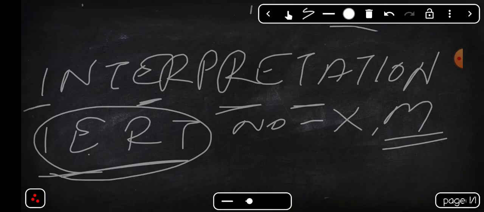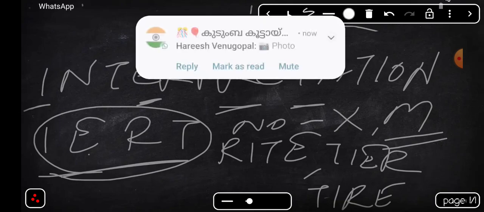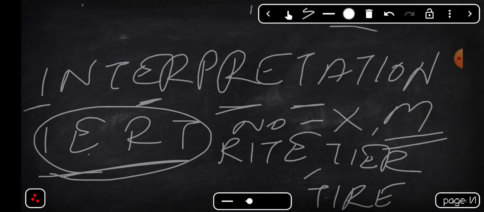Okay, how many words can we make using I, E, R, T? Meaningful words: we can make RITE. Again, we can make TIER, and we can make TIRE also. We just have to check how many words can be made. We can make them, so X will not be the answer. Can we make more than one? Yes, we can make more than one, so M will be the answer.